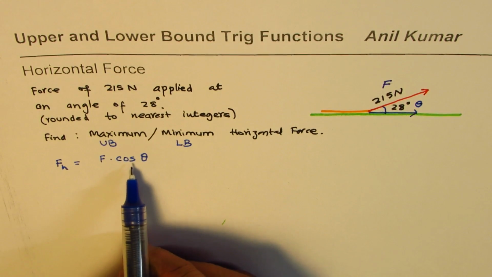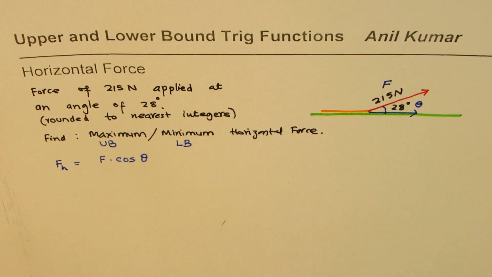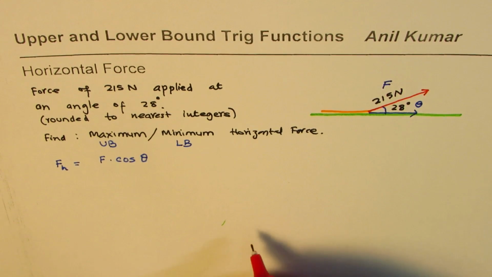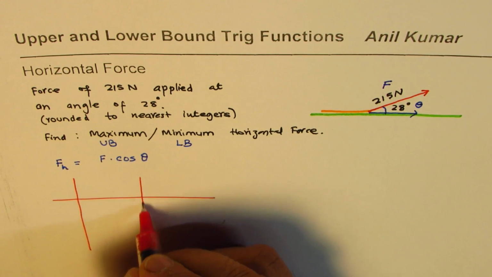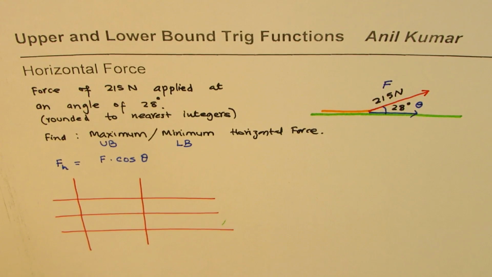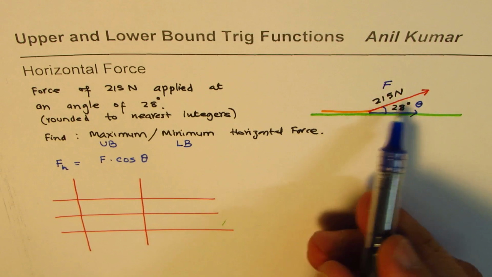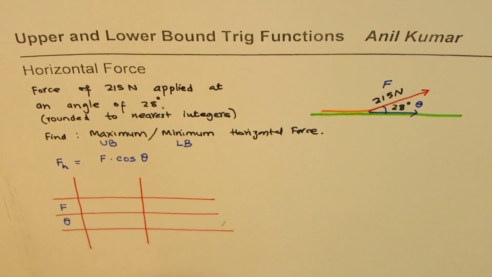Now we need to find what could be its maximum value and what could be its minimum value. So that's what we need to find. So now let's see how we can use the concepts which we have learned in finding upper and lower bound to get a solution to this question. So we'll again make our table. In this table, we'll write down the possible values for the upper and lower bound of the two parameters we're talking about. One of them is the force, and the other one is the angle theta.